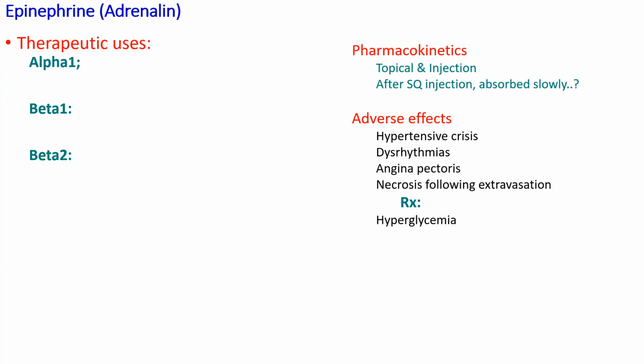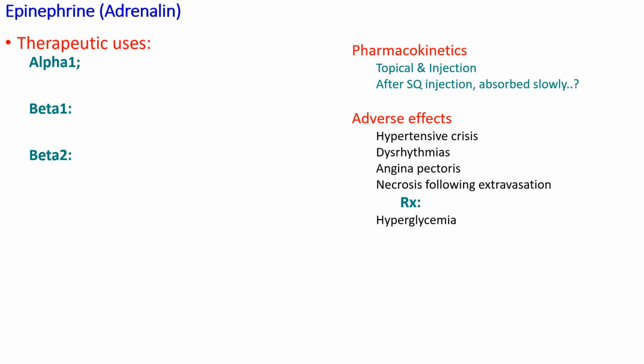So epinephrine, or adrenaline, therapeutic uses. For alpha 1: delayed absorption of local anesthetic, control of superficial bleeding, elevating blood pressure, because remember that an alpha 1 agonist like epinephrine is going to increase blood pressure through vasoconstriction, and mydriasis, which is pupil dilatation, during ophthalmic procedures.